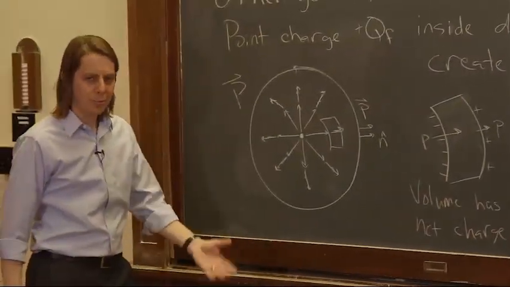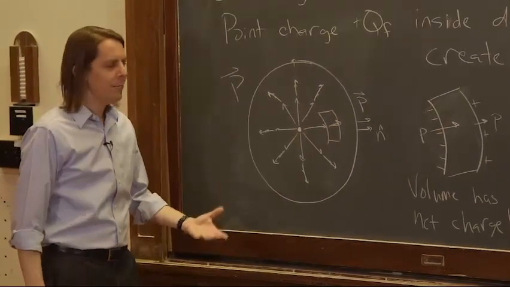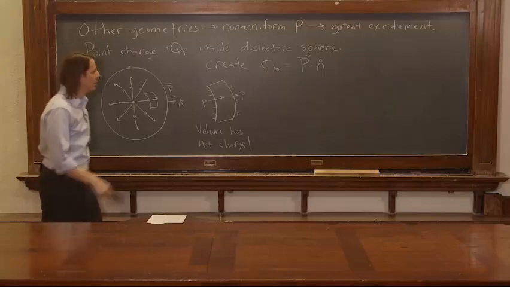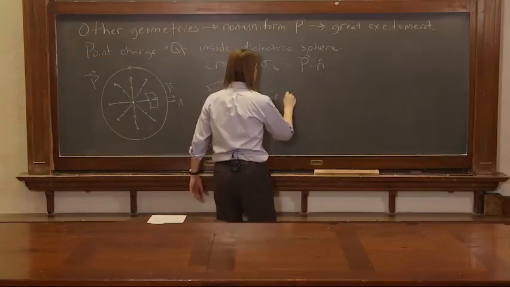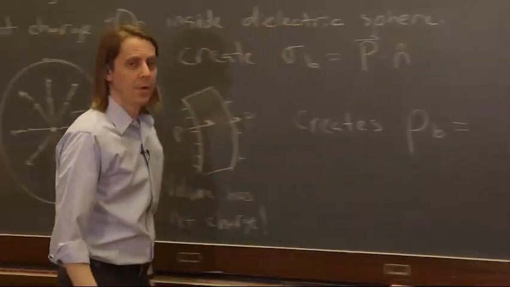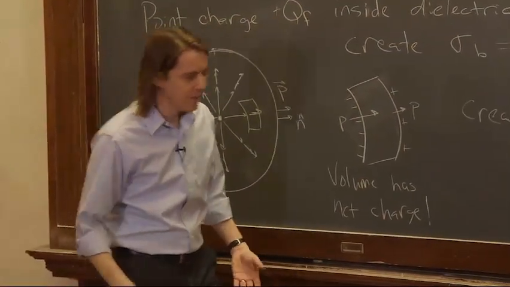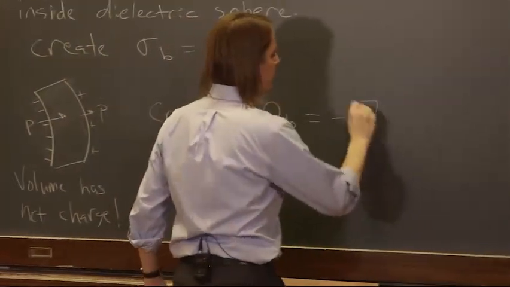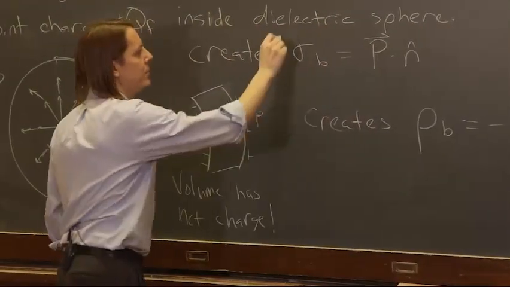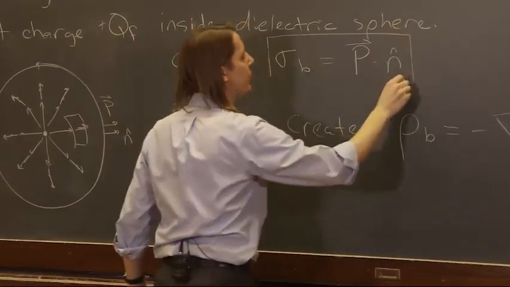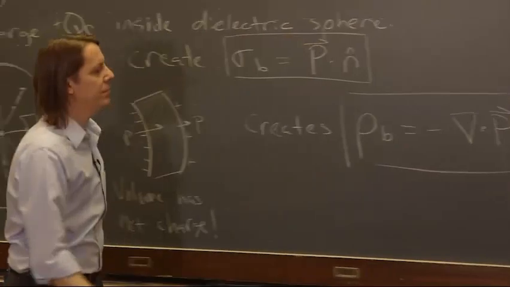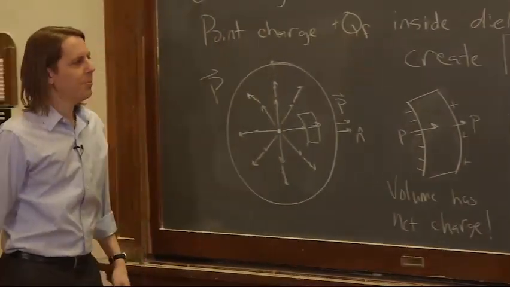Okay? It's a neutral material, it's just a neutral dielectric, but net charge is being created within the volume. So it also creates what we call rho B, the volume charge density, that's equal to minus the divergence of the P field. These are general results that you can calculate with a lot of vector calculus and field theory. I'm just kind of giving them to you, but they kind of make sense.